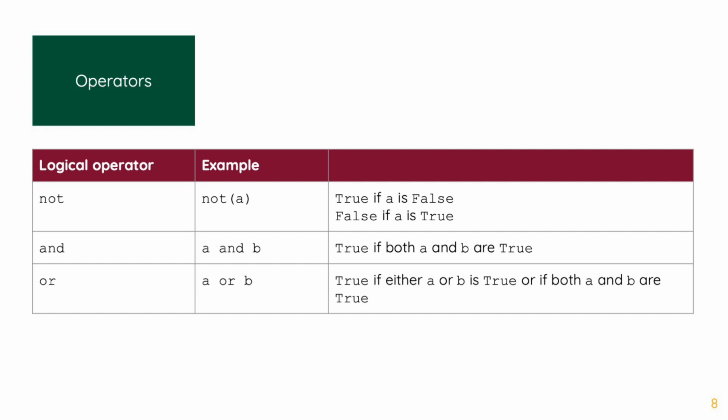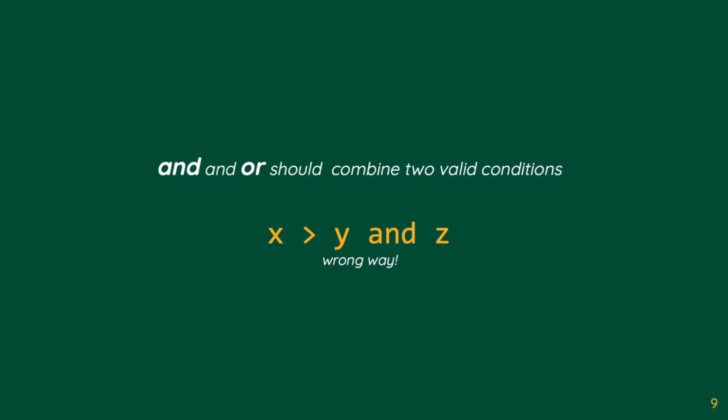The not operator negates the Boolean value of an expression. If the expression is true, then it becomes false and vice versa. The AND operator returns true only when both expressions are true. The OR operator returns true if one or both expressions are true. The and and or logical operators are used to combine two valid conditions.